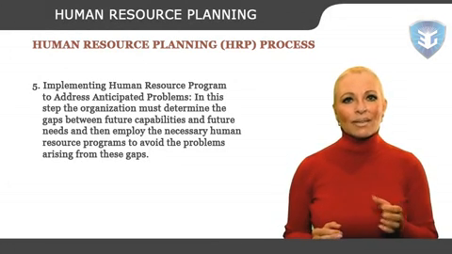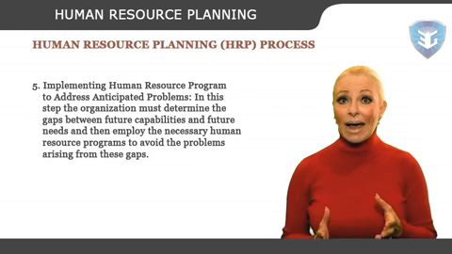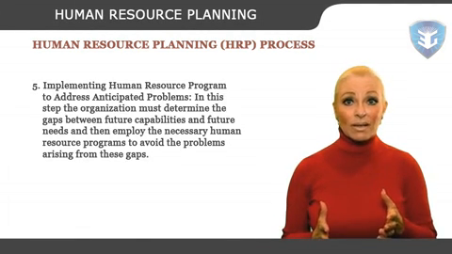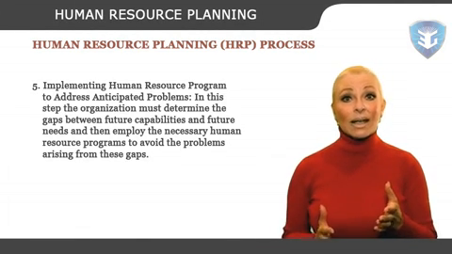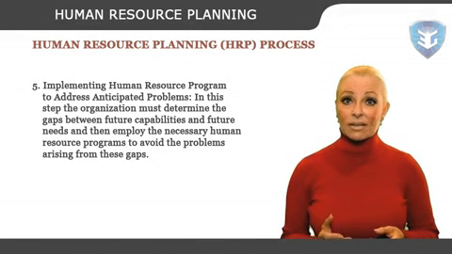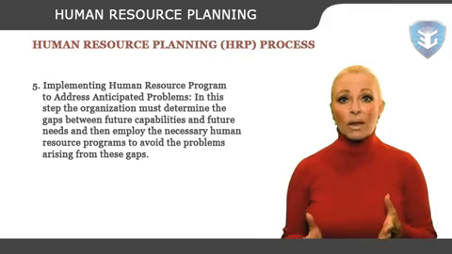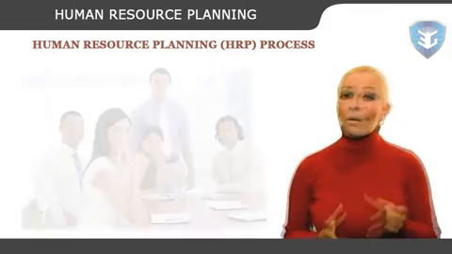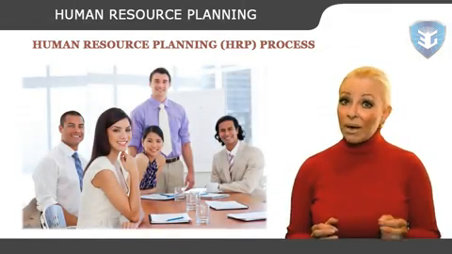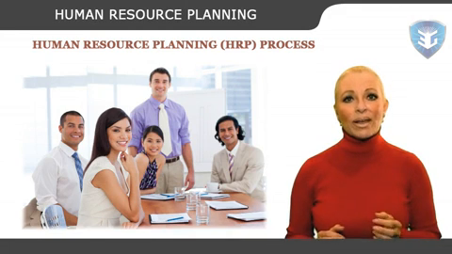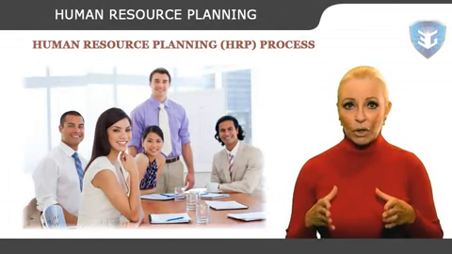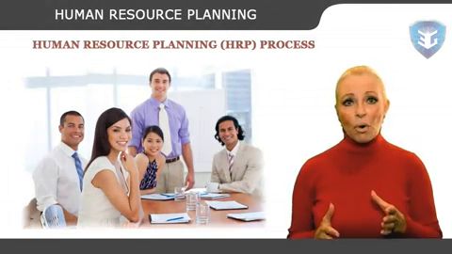5. Implementing human resource programs to address anticipated problems. In this step, the organization must determine the gaps between future capabilities and future needs, and then employ the necessary human resource programs to avoid the problems arising from these gaps. The following basic steps are recommended to obtain employee acceptance. Communicate the need for the program.